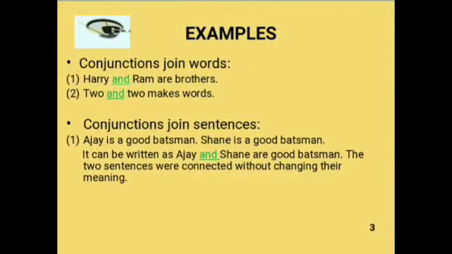Now we look at certain examples. Conjunctions join words. For example, Harry and Ram are brothers. Two and two makes words. Conjunctions join sentences. For example, Ajay is a good batsman. Shane is a good batsman. It can be written as Ajay and Shane are good batsmen. The two sentences were connected without changing their meaning.